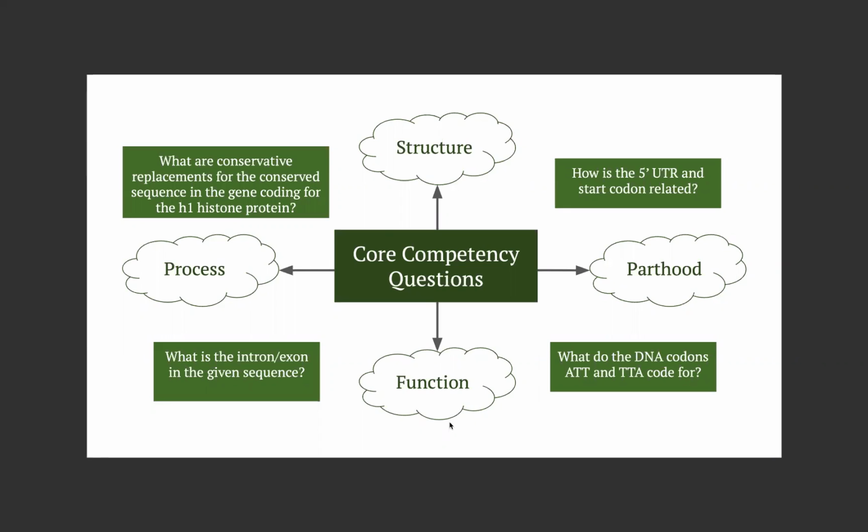Further, to test understanding regarding function and process, one can ask what is the intron or exon in the given sequence. The intron is removed via splicing during transcription, whereas the exon will encode a part of the final mature RNA. And hence, the ontology needs to really understand the function and process of splicing to answer that question.